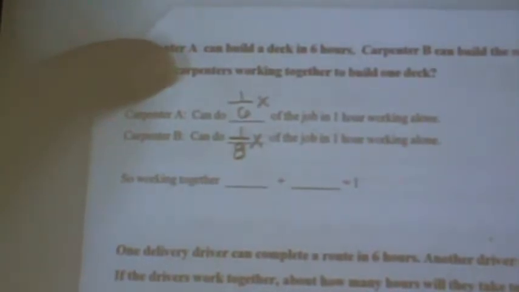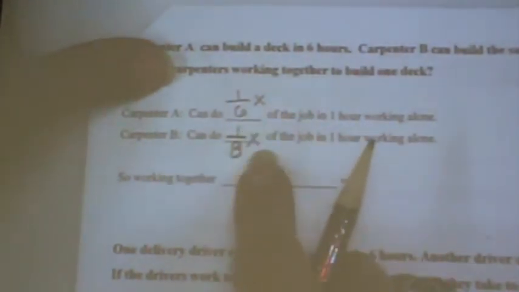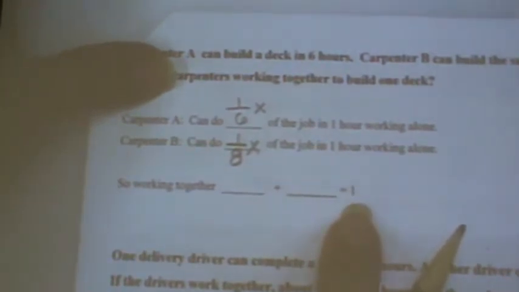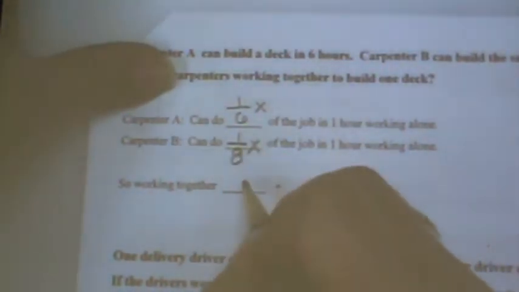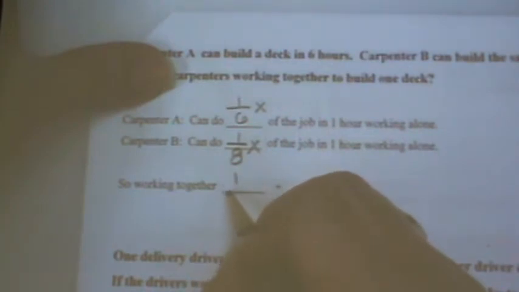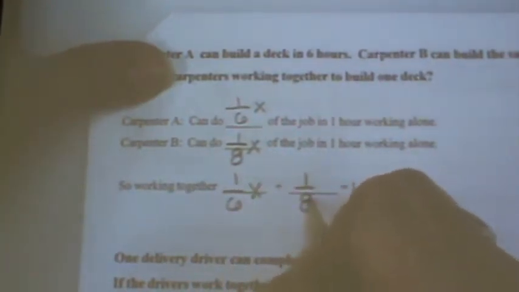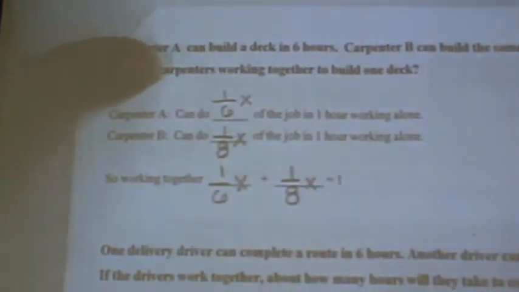So what you're going to do is add these up and set it equal to 1. In 1 hour, this one's doing 1/6, one's doing 1/8. So 1/6 x plus 1/8 x is equal to 1. How do you solve this now, off to the side?